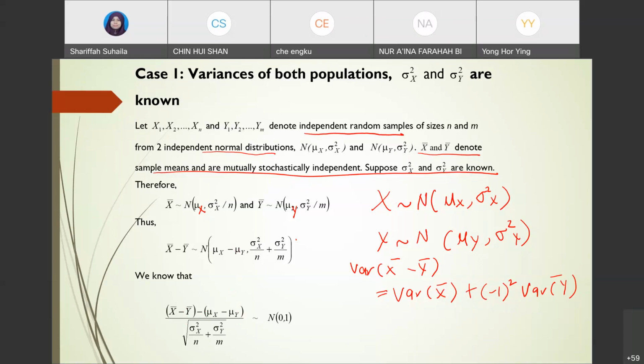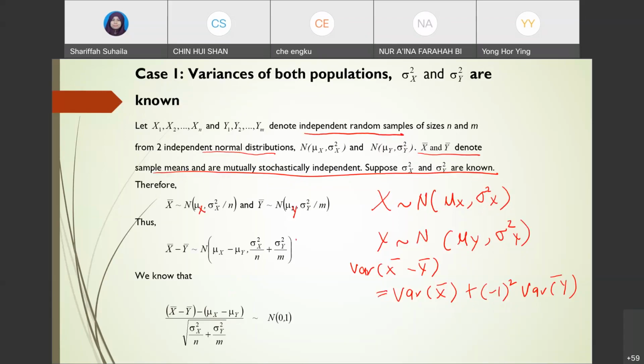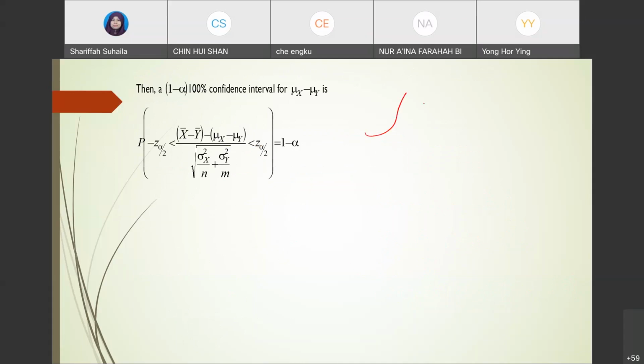The same thing, you want to construct a 1 minus alpha confidence interval. So we want to construct this one. Since this is normally distributed, you have your standard normal curve. Here is your minus z alpha over 2, and this one is z alpha over 2. And this area in the middle is your 1 minus alpha.